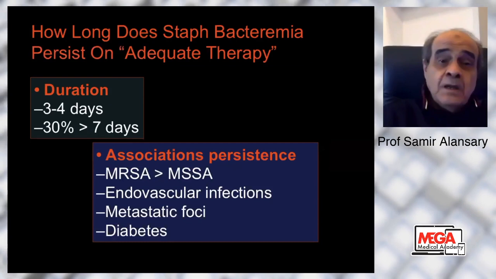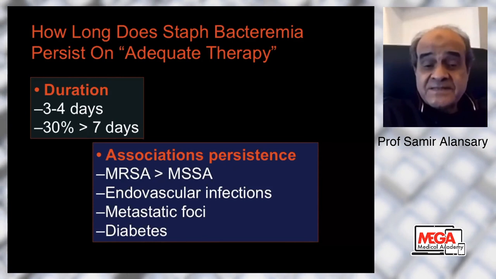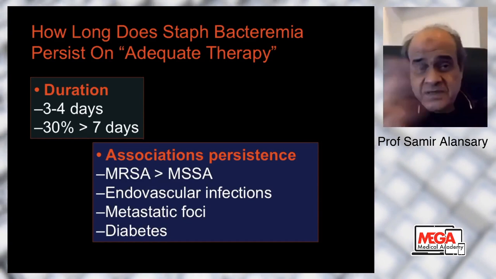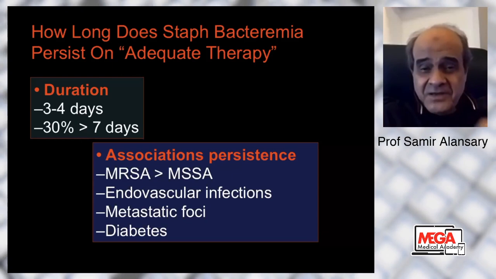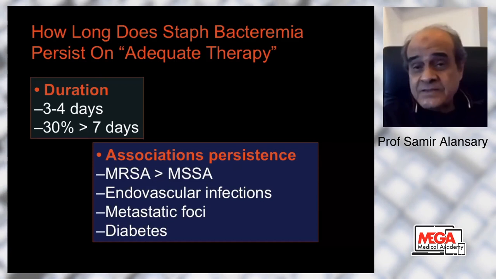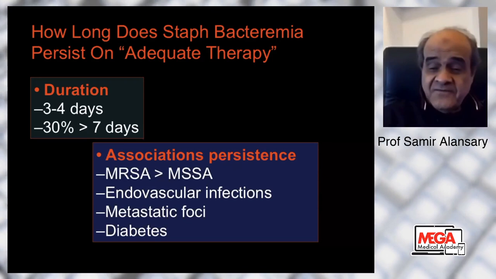How long does staph bacteremia persist on adequate therapy? You can start vancomycin, follow the correct pathway and manage correctly, but still you can find some staphylococci in your culture. The organism can stay in the culture for 3-4 days, sometimes more than 7 days, and you can still find the staph in the blood culture. This is especially so with MRSA more than methicillin sensitive, also in the presence of endovascular infections, foci, and in diabetic or immune compromised patients. And so we have to prolong the treatment for staph sepsis.